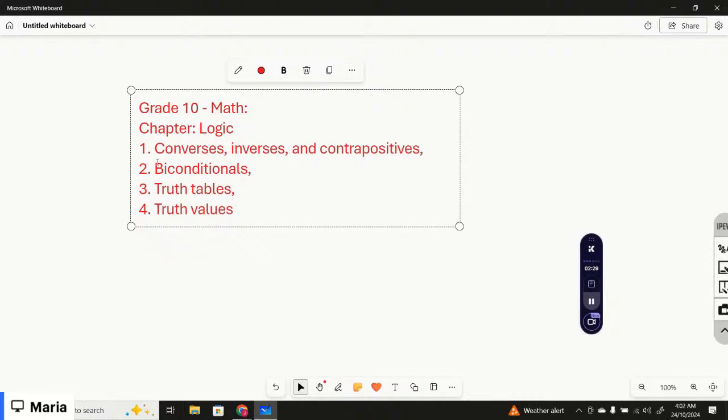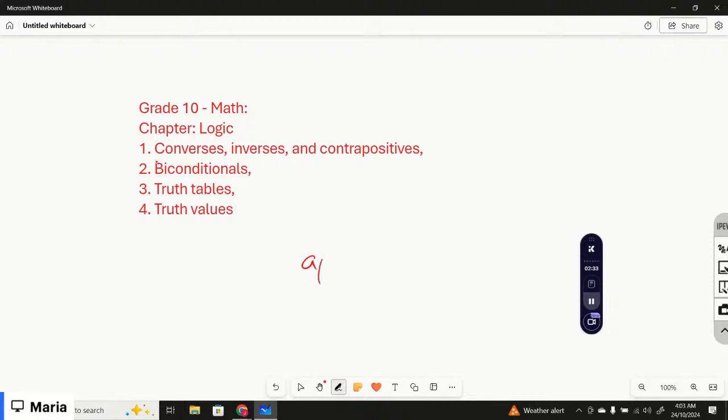We are here for grade 10 math. You can find all the lessons on aplusstudents.com. You have to log in there using your email address and password as provided by the administrator.